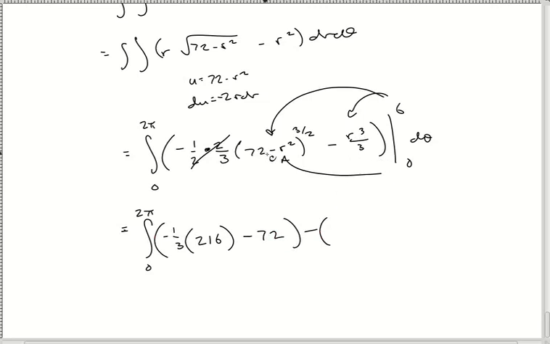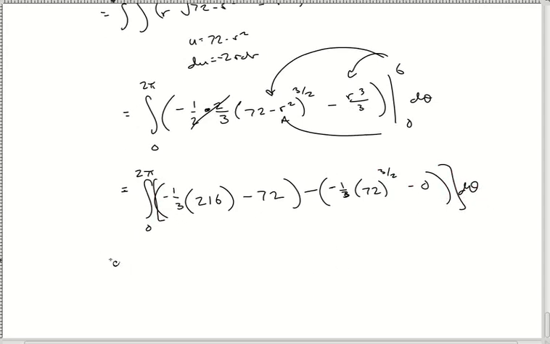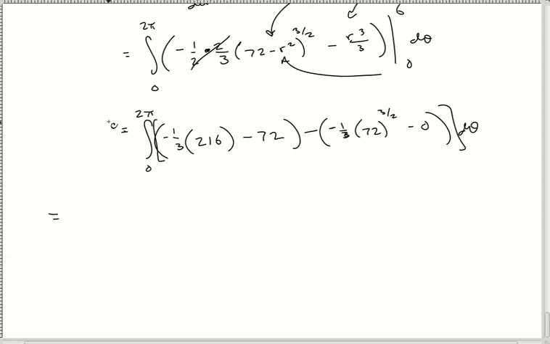Minus, now we're going to plug in the 0. So negative 1/3. And then we got 72 minus 0 is 72. Just 72 to the 3/2 is fine. And then, of course, we get a 0 there. d theta. Well, of course, there's no sines or cosines, so you're just going to toss the 2 pi in the front. When you do the math here, this is a 72 as well. And these guys combine. 2 negatives here will make a positive. So blah, blah, blah, math.